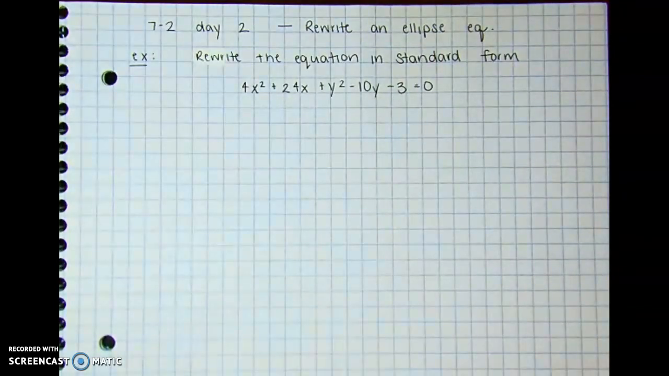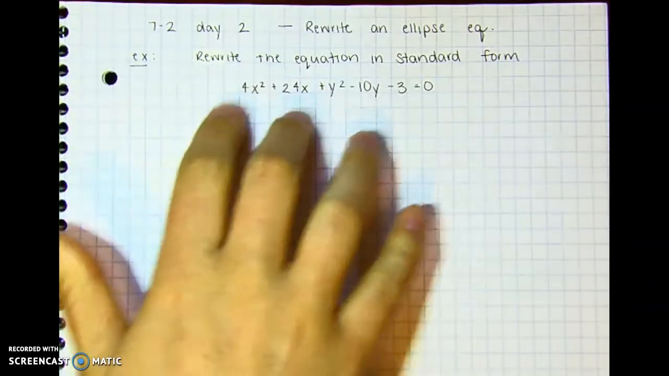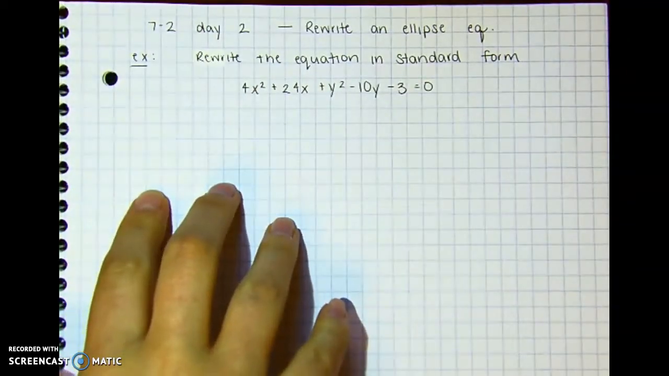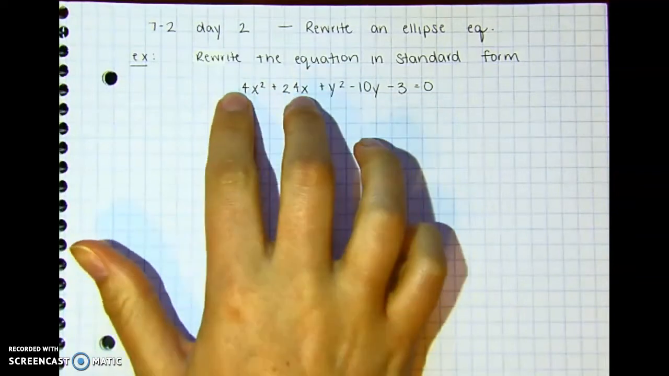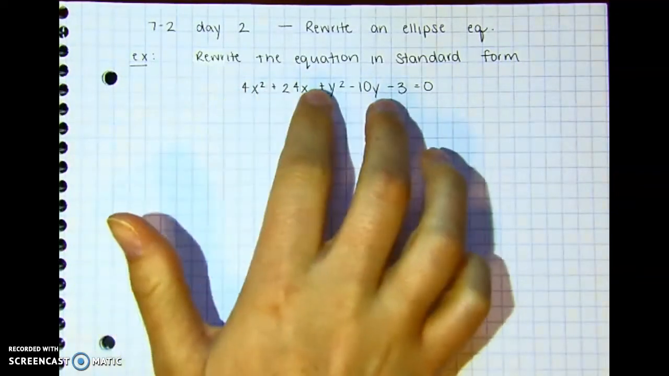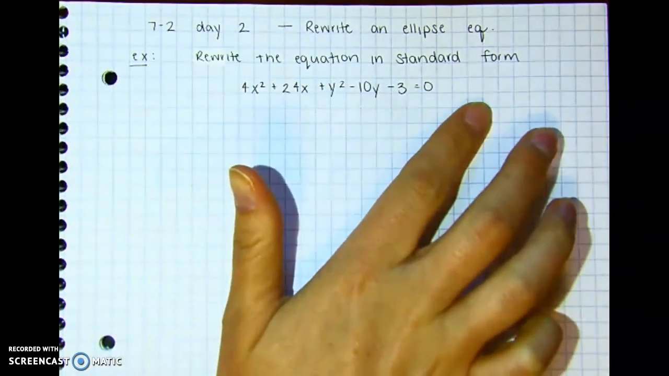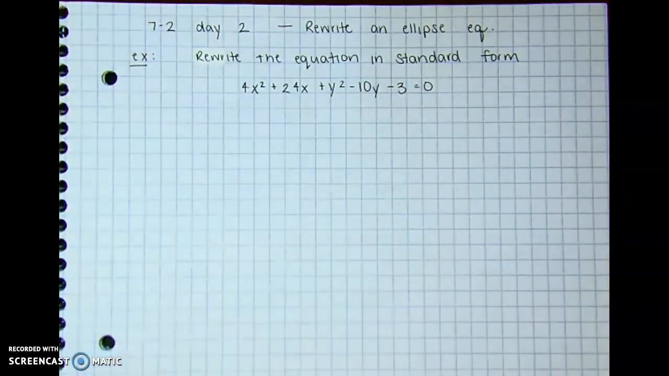So remember, the generalized equation is (x minus h) squared over a squared plus (y minus k) squared over b squared equals 1, right? So we need it to equal 1. We need to have perfect squares in the numerators. And to start off, we basically want to have our x squareds and y squareds on one side and our constants on the other side. So I'm going to start by moving over the 3.